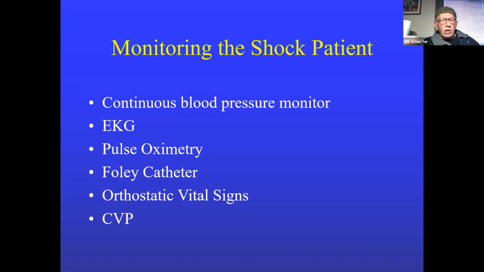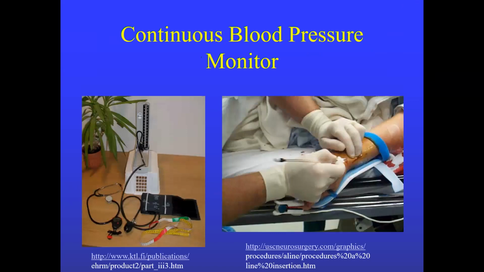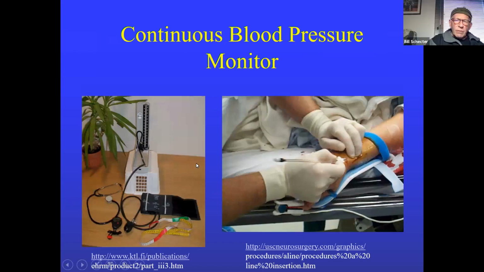And of course, you can put a central venous pressure monitor in to monitor the patient. This is an example of monitoring blood pressure continuously, or putting in an arterial line.